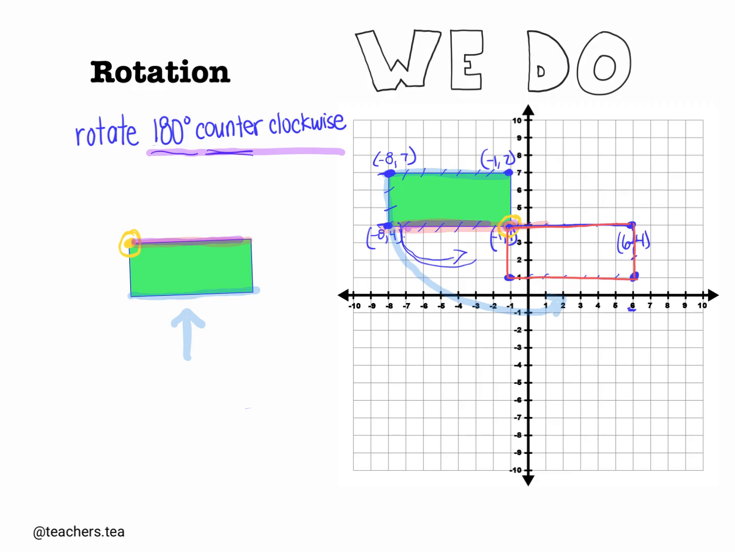Let's just label our coordinates. So this one is going to be 6, 1, and this one is going to be -1, 1. Okay, and there you have it. How did you do?